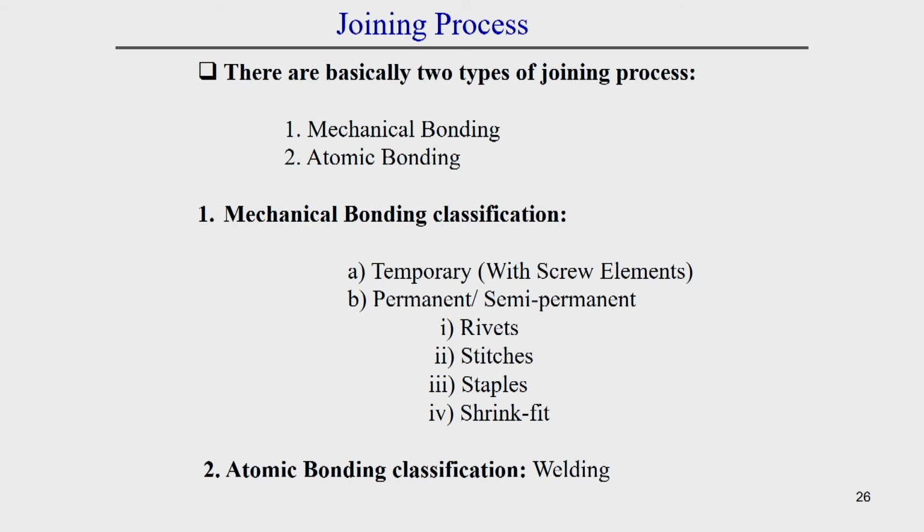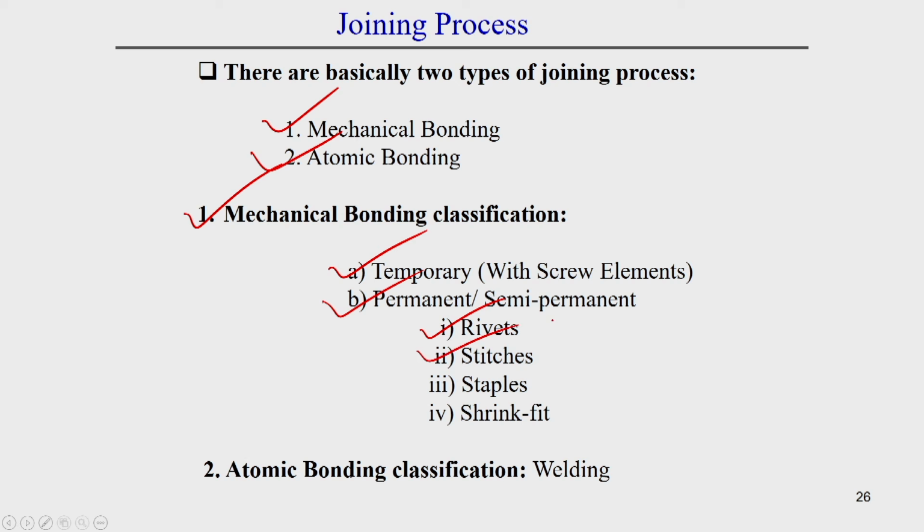Generally, joining process are basically classified into two different types, which can be mechanical bonding or atomic bonding. Generally, this mechanical bonding is further categorized into two different categories. One is temporary and the other is permanent or semi-permanent. In temporary category, we will get screw element, and permanent or semi-permanent joining process can be rivets, it can be stitches, it can be staples, it can be shrink fit. And in the category of atomic bonding, generally welding is the main category.